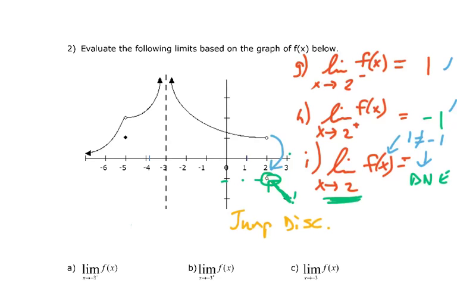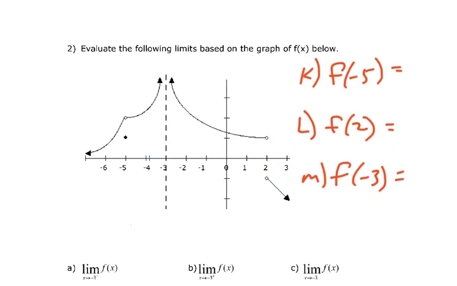All right, let's move on to the final 3 questions. Now, the final 3 questions are no longer limit questions, so it's no longer about where I'm approaching. This is now f of -5, f of 2, f of -3. This is pretty much saying when x equals -5, what is my y value? It's asking what is the coordinate of the plotted point. And remember, the plotted point is the closed circle. We are looking for a closed point here, not an open circle.